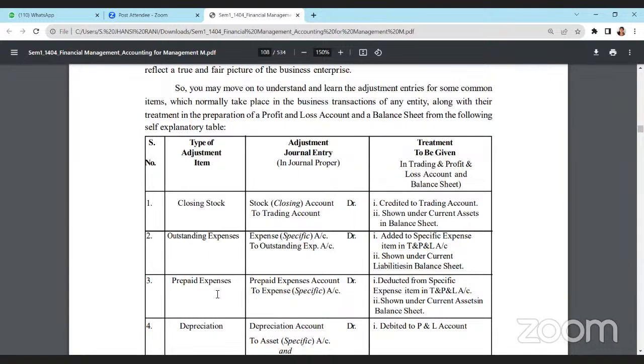Am I right? So when it does not belong to the present month, in that case, it should be deducted. We take only those expenses which belong to the present month. So what we will do? We will deduct it from the respective expenditure. For example, prepaid insurance is given to us. It is related to which expenditure? Insurance. We will deduct it from the insurance, whether it is trading account or profit and loss account. The other effect will be shown on the balance sheet asset side.